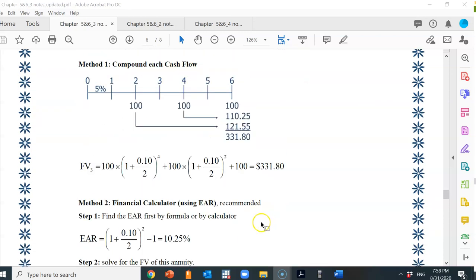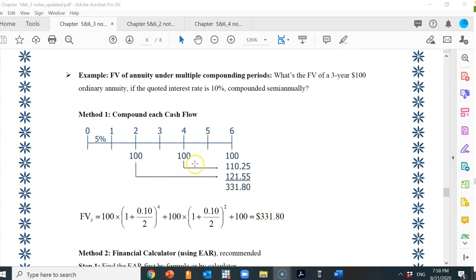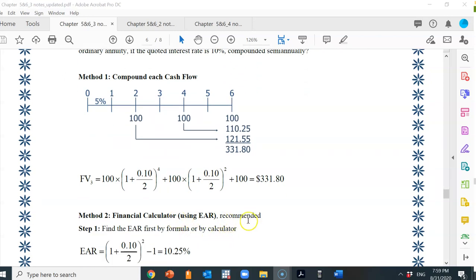Alternatively, because we know that all these 100s occur at the end of each year for 3 years, whereas the interest rates are compounded semi-annually, how about we just convert this nominal rate at semi-annual compounding into an effective annual rate, which is compounded annually. Then we can make this question similar to what we have done before, to solve for the future value of this 3-year 100 ordinary annuity at the equivalent annual rate, compounded annually. I also recommend this second method.